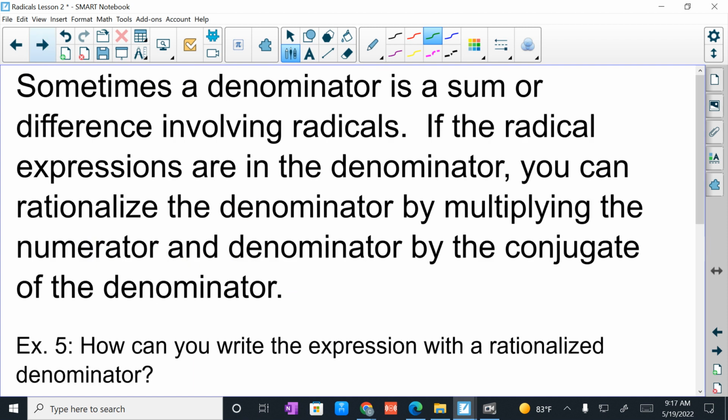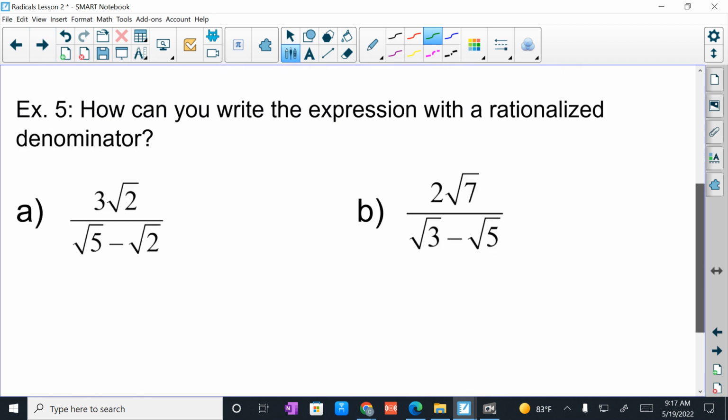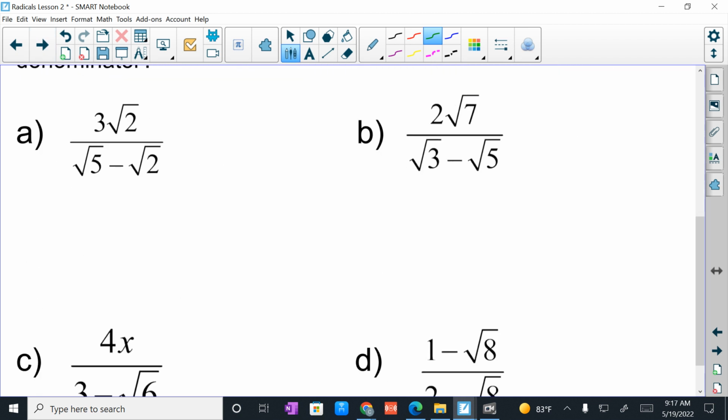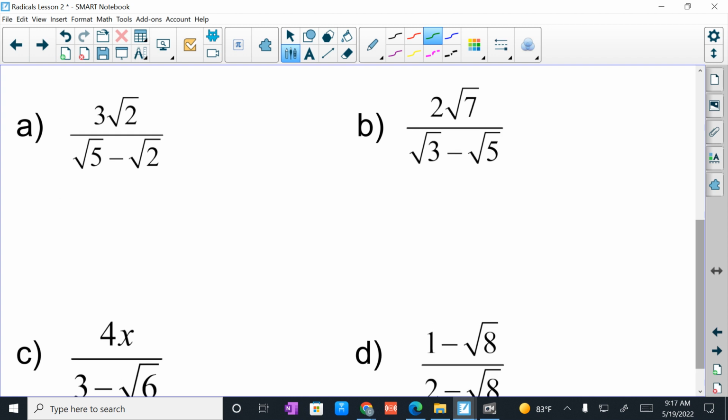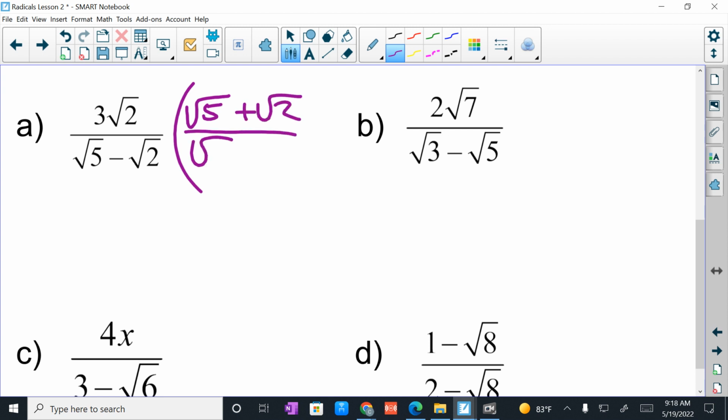So how do I use it? Whenever you have a radical in the denominator, guys, if it's being added, you got to get rid of it. I'm just going to do one of them. So I'll do, I don't know, I'll do A. All right, I'm going to multiply by the conjugate. That's how I get rid of this denominator. So I'm going to multiply by square root of 5 plus square root of 2, over square root of 5 plus square root of 2. Distribute.